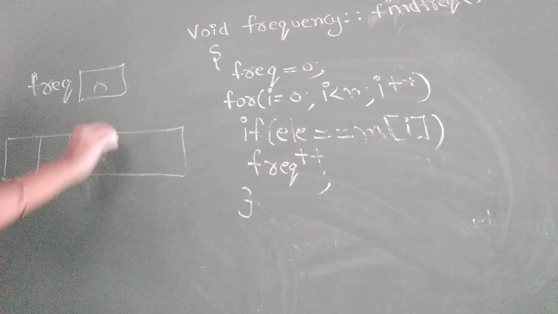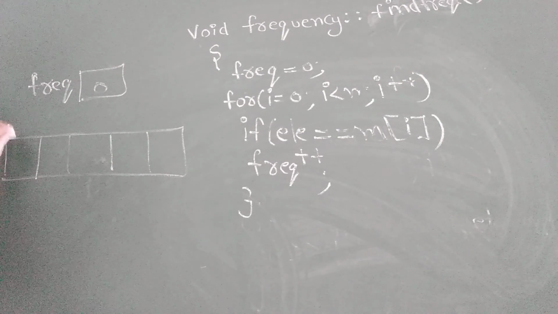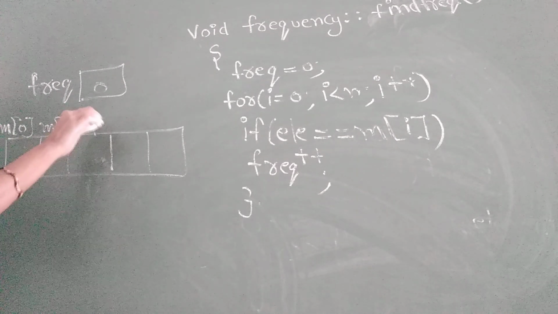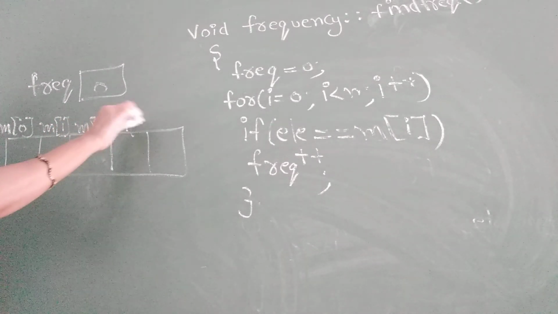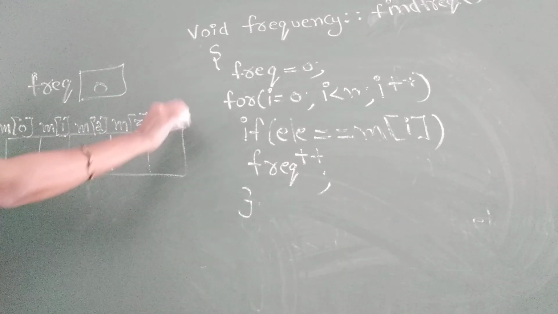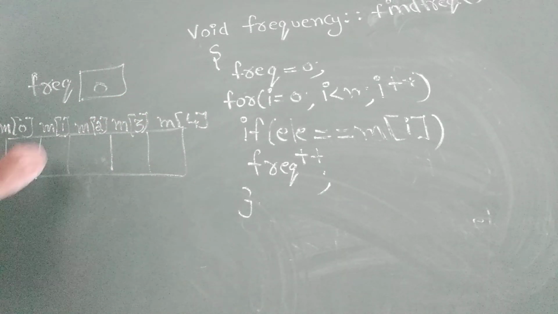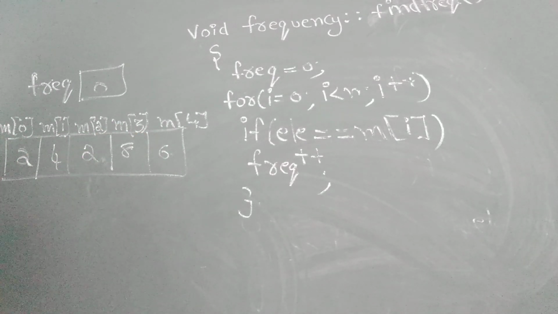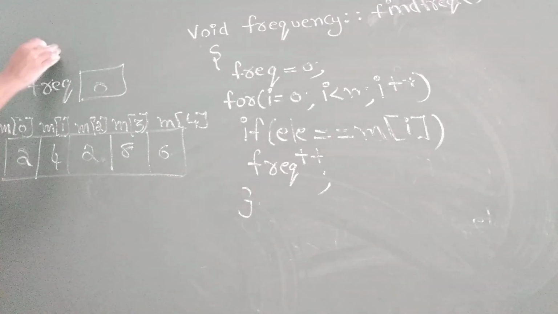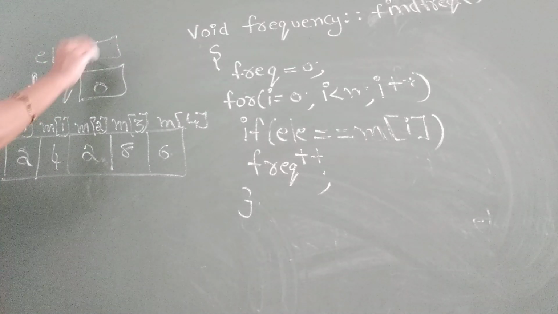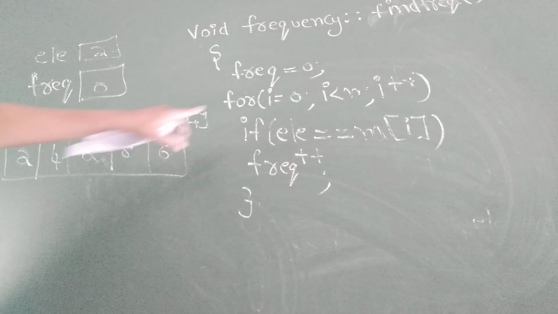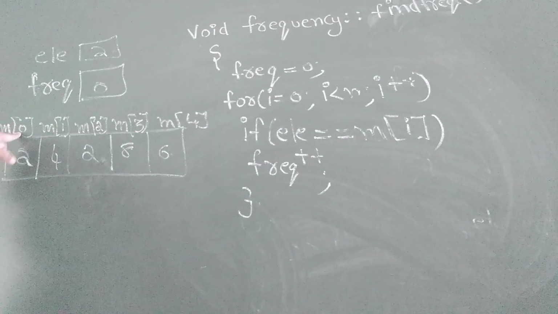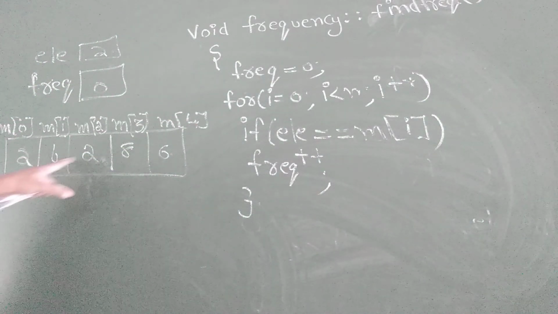For example, the array we already wrote in the second portion: m of 0, m of 1, m of 2, m of 3, m of 4. So for example 2, 4, 2, 8, 6. And the element I want to search, one second, I am searching for, ele is 2. So this statement is telling us to search all the elements from 0 to n, from here to here, and compare the data which is there.